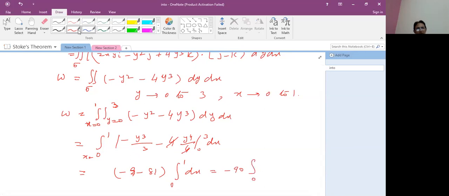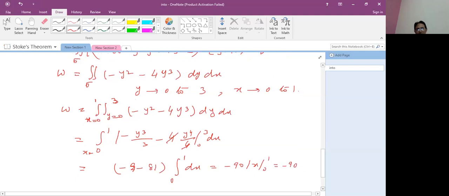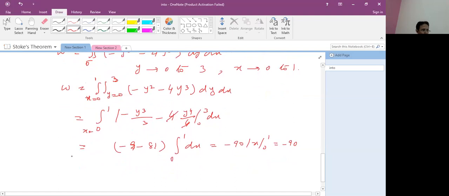When we integrate with respect to x, the integration of dx is x. The limit from 0 to 1 gives 1. The answer is minus 90. So therefore, work done is equal to minus 90 joule.